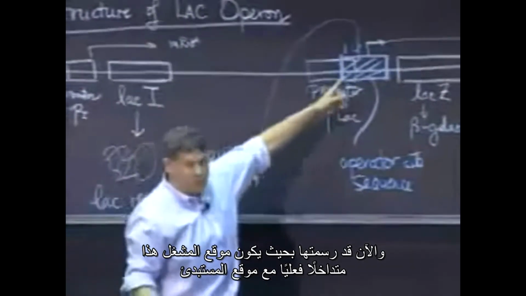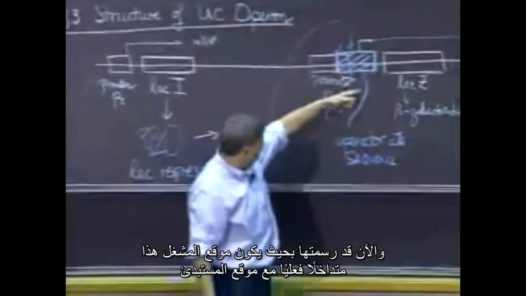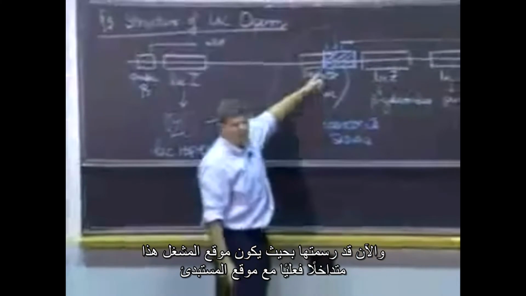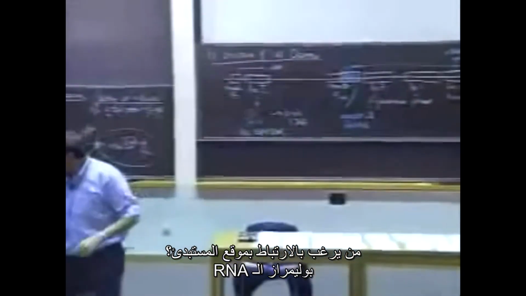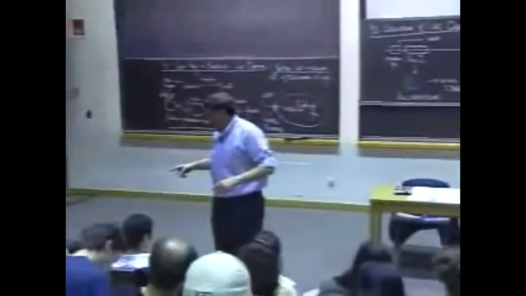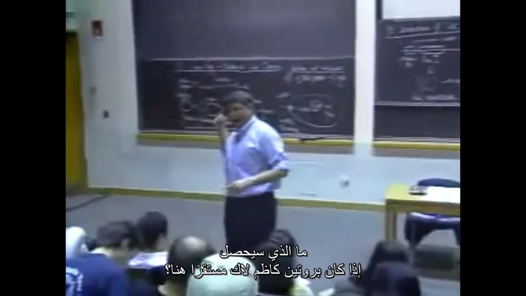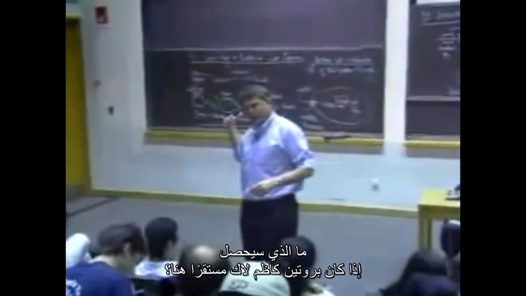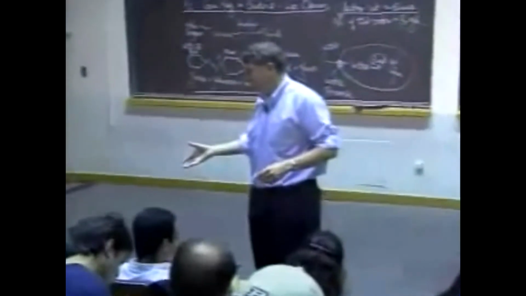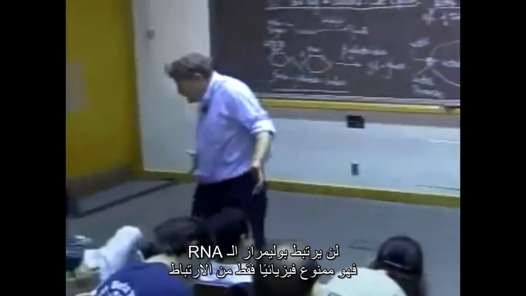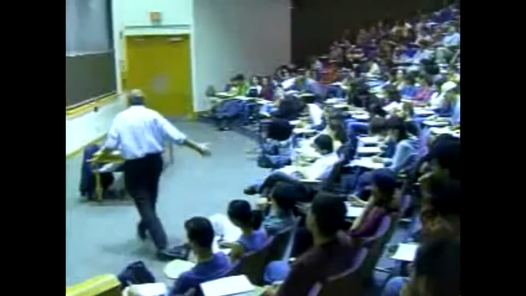Now, I've drawn this, by the way, so that this operator site is actually right overlapping the promoter site. Who likes to bind at the promoter site? RNA polymerase. What's going to happen if the Lac repressor protein is sitting there? RNA polymerase can't bind. It's just physically, sterically blocked from binding.